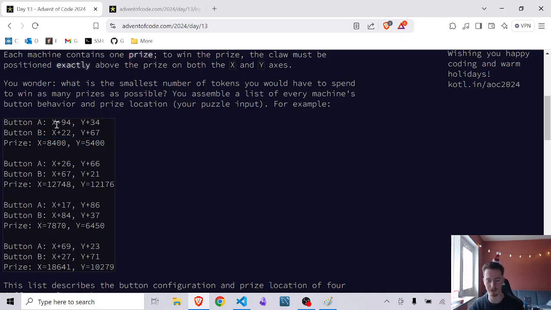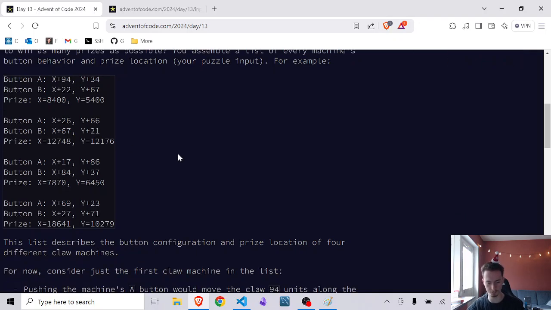So if A was on the X coordinate 1 and B was 10, then we could get to 100 with a lot of different combinations. But what they want us to do is to get the cheapest one. It says that B costs only 1 ticket to push, but A costs 3 tickets to push. So we have to find the cheapest one.